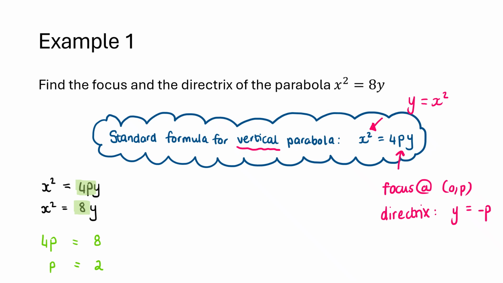And now we can plug it into what we know the focus and the directrix should be. We saw that the focus will be at 0, p. So if p is equal to 2, our focus will be at 0, 2. And the directrix, y is equal to negative p. The directrix will have an equation of y is equal to negative 2.